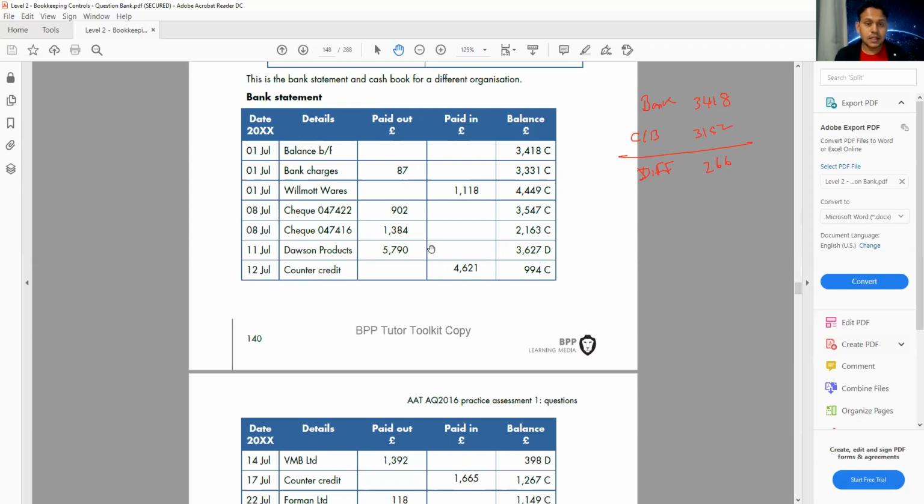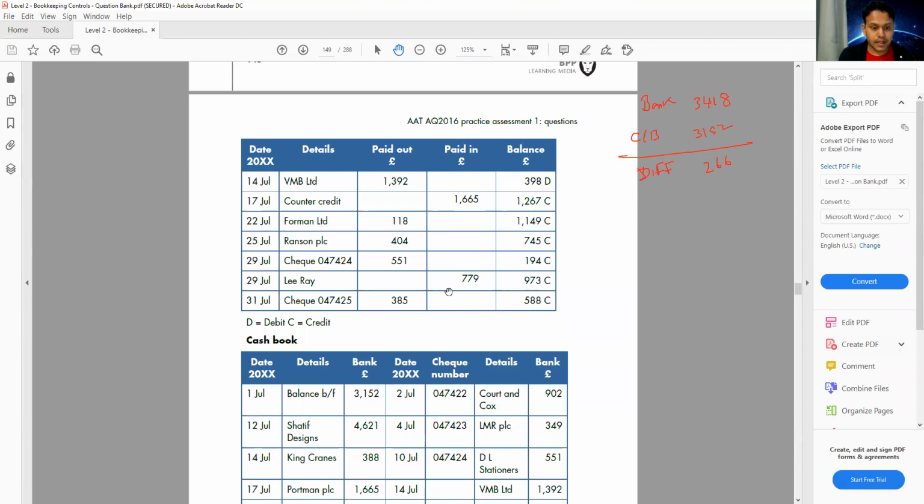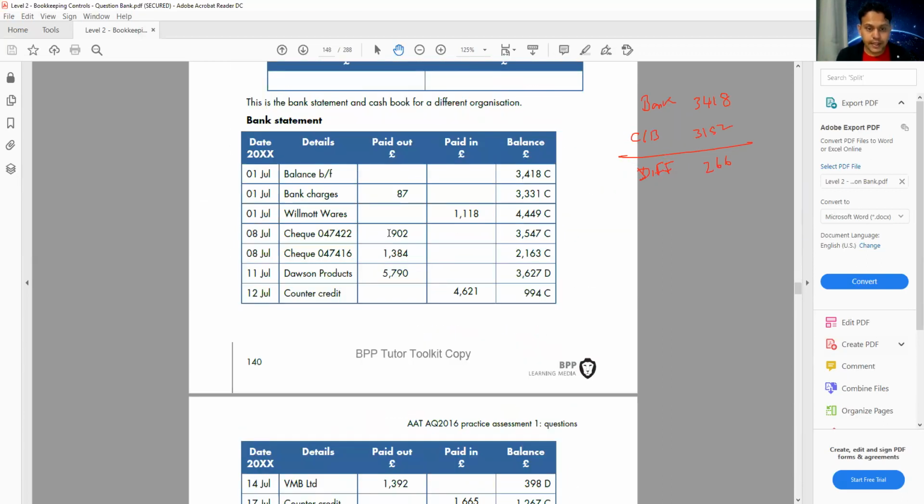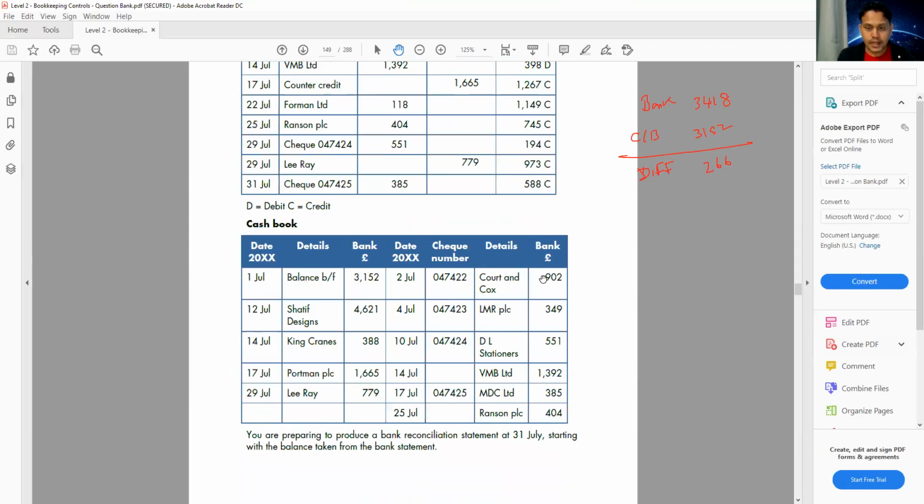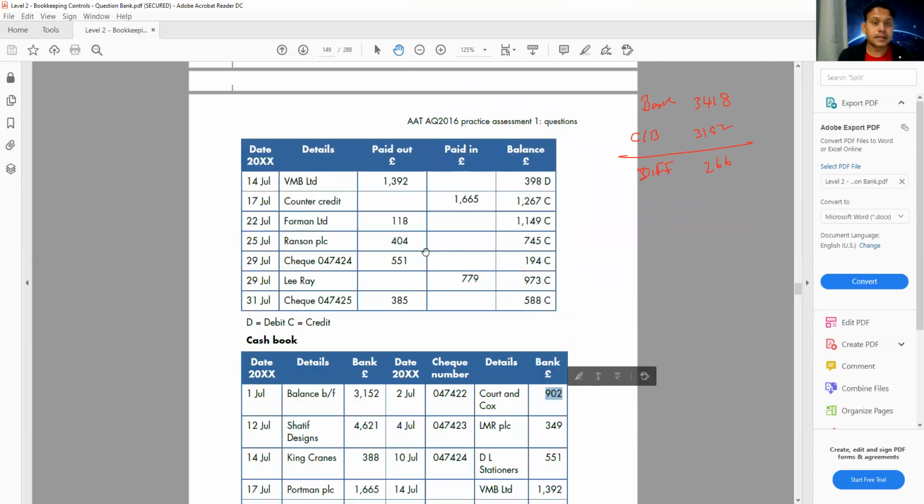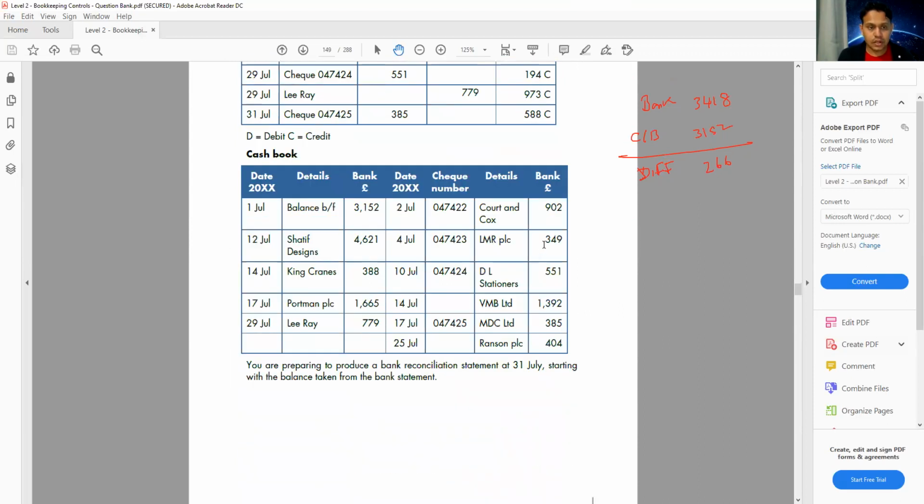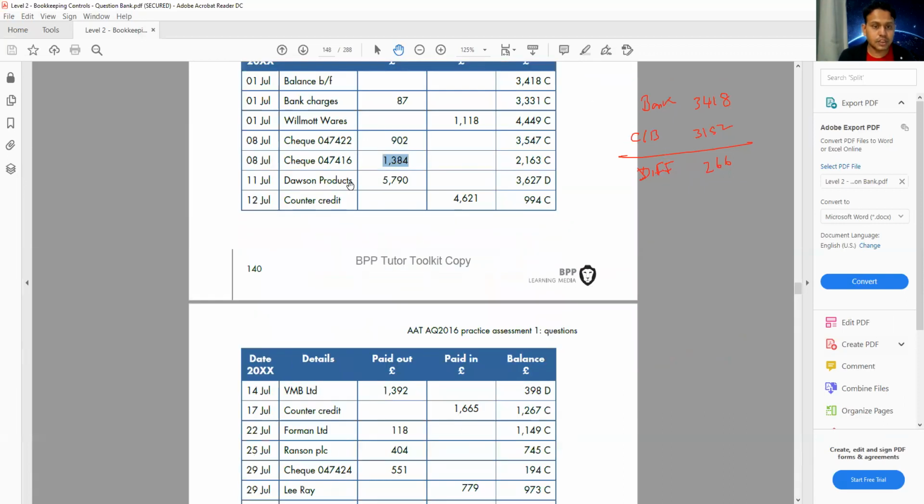Check the paid out section first. So we have our cash book. Let's check with this one. Check 902 amount. Can we see 902 on our book? Yes, 902 is here. Then 1384. Let's have a look. Is 1384 here or not? We don't see 1384 on our book, isn't it? 1384, check number 047416. This 1384 is not on our book.